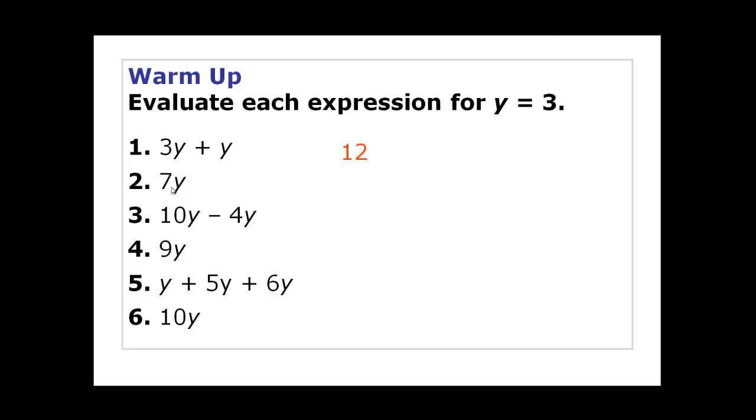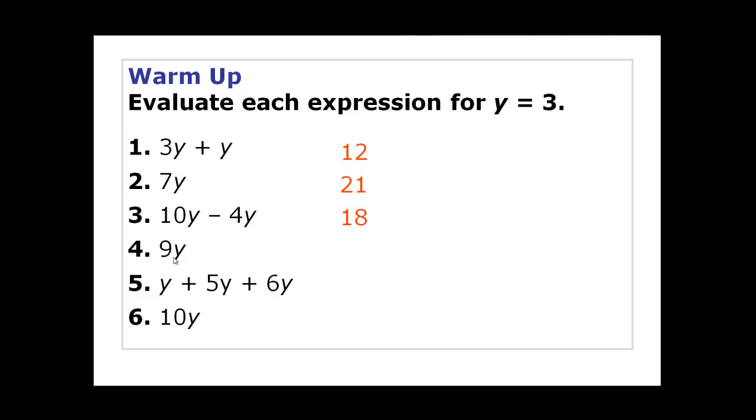Okay, here 7y. What is the relationship between 7 and y? It's multiplication. So when we remove y and put 3, it will be 7 multiplied by 3 equals 21. Next, 10y minus 4y. Here we have 10 multiplied by y minus 4 multiplied by y. y is 3, so 10 multiplied by 3 is 30, minus 4 multiplied by 3 is 12. So 30 minus 12 will be 18.